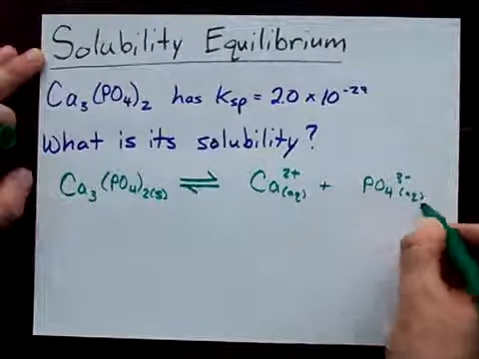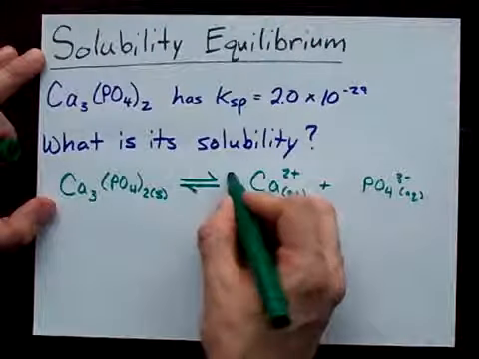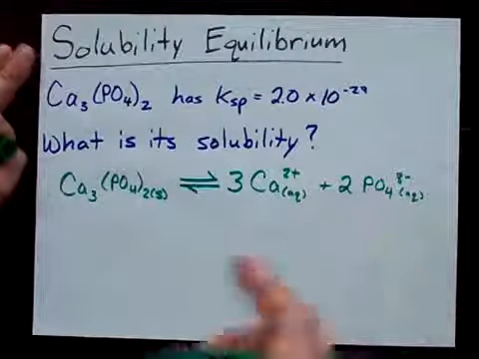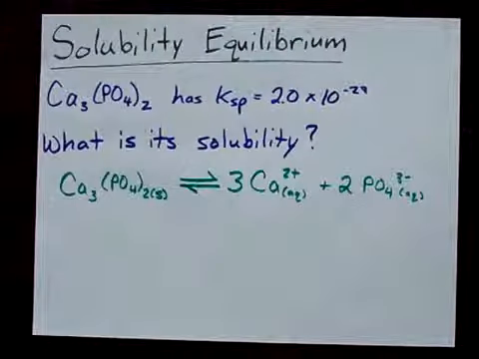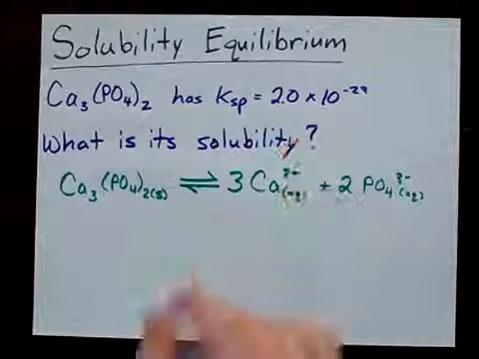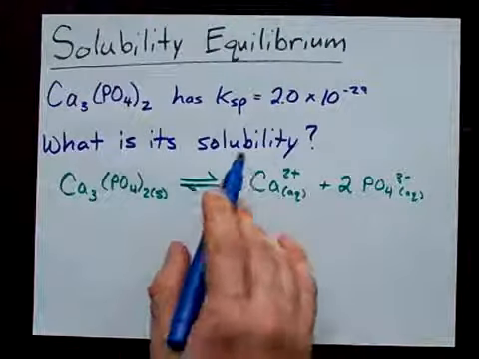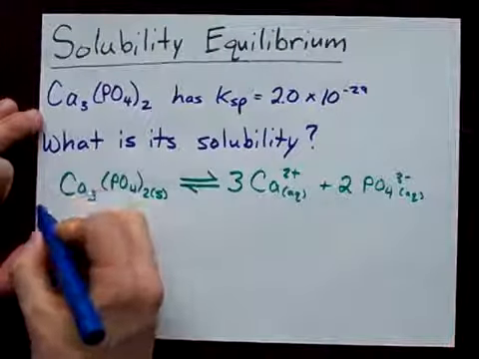They're also aqueous. But the deal is that we have 3 calciums and 2 phosphates. So this is my balanced chemical equation for the dissolving of calcium phosphate. To figure out the solubility at equilibrium, we're going to need to do an ICE table. This is an equilibrium arrow that I've drawn here. As soon as you know that it's an equilibrium, you should probably do an ICE table.